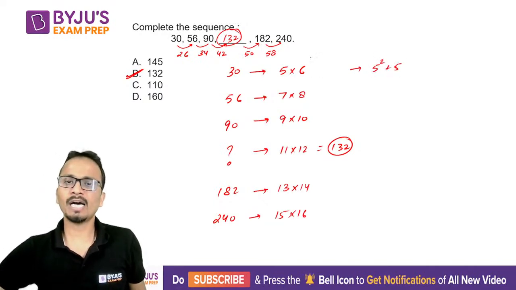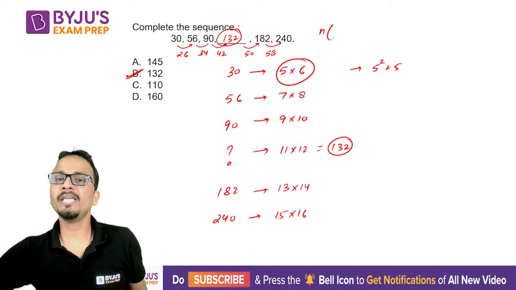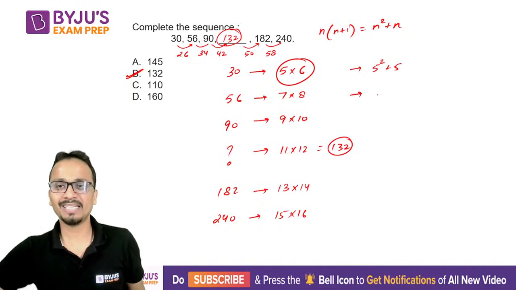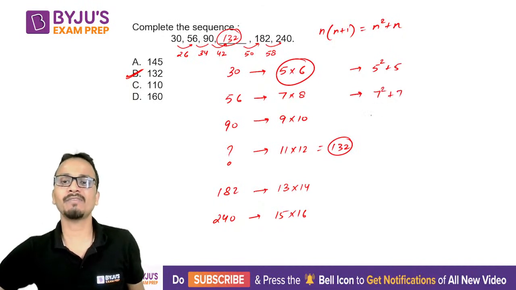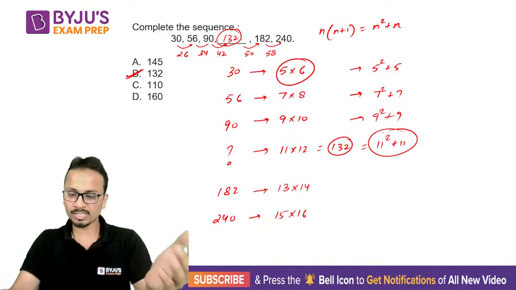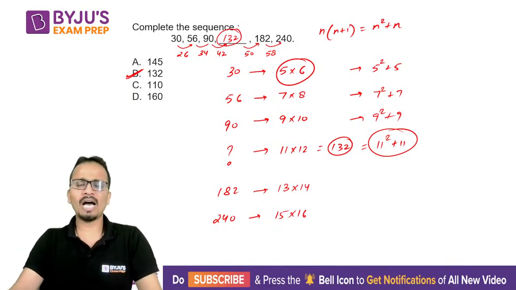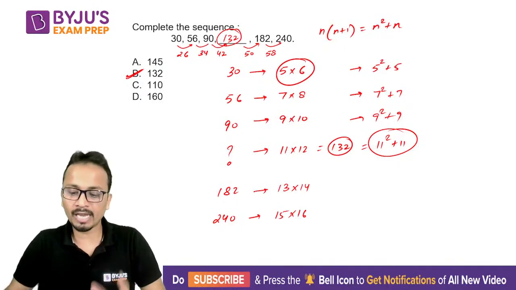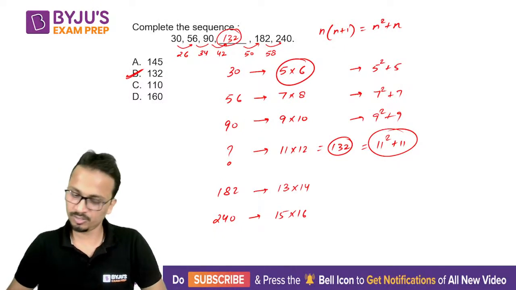Now Vikas, n into n plus 1 can be written as n square plus n. Yes, we can do that. Okay. Next number is 7 square plus 7, then 9 square plus 9. So the answer should be 11 square plus 11. Yes, that is also absolutely correct. So it is the same logic that I have given, because you have told me the same logic in a different manner. Good, Vikas. Nice observation.